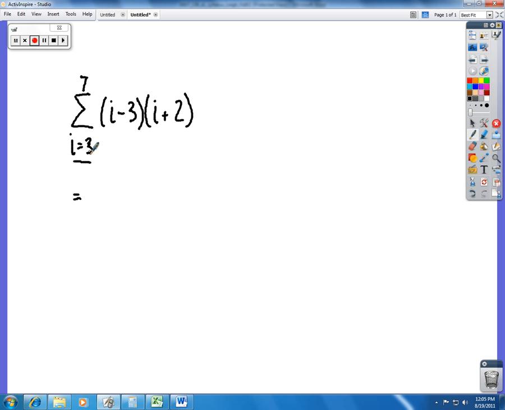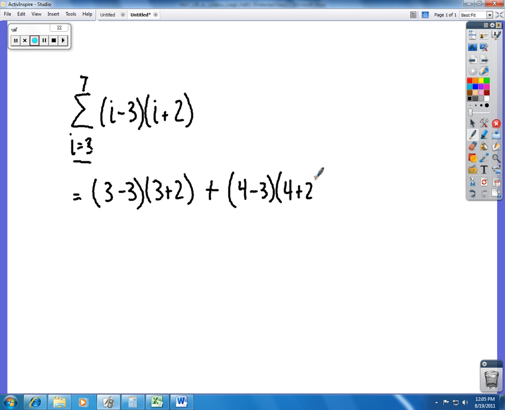So I'm going to start with 3 because that's what they tell me to start with. So for every i in this expression, I'm going to substitute in a 3. So I've got 3 minus 3 here times 3 plus 2. Okay, and this great big sigma sign here means you're going to sum all of these terms. So I'm going to write a plus sign. And then I'm going to move to the next integer up from 3, which is 4. Substitute that in for i. So I've got 4 minus 3 times 4 plus 2. And again, plus sign. Now I'm going to do it with 5.